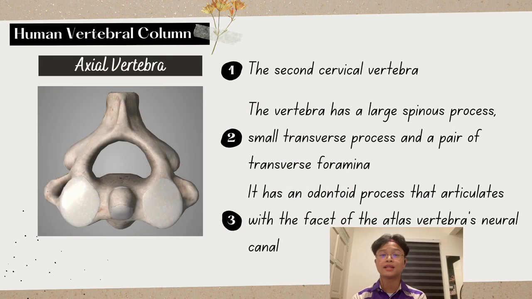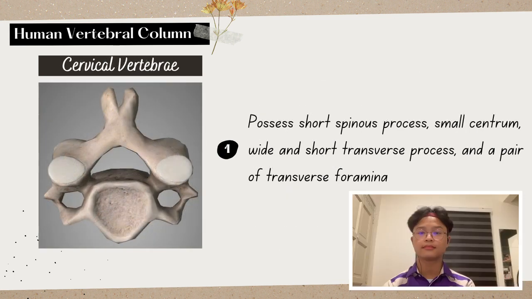Now we are going to take a look at the axis vertebra. It is the second cervical vertebra. The vertebra has a large spinous process, a small transverse process, and also a pair of transverse foramina. It has an odontoid process that articulates with the facets of the atlas vertebra neural canal. Now let's move on to the cervical vertebrae. The cervical vertebrae possesses short spinous process, small centrum, wide and short transverse process, and a pair of transverse foramina.